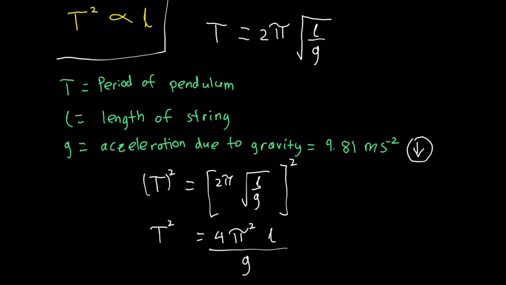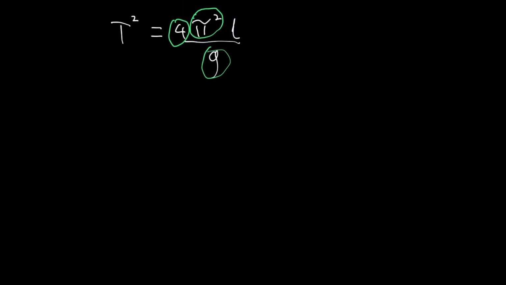Great. Now let's write this over again on a new page. So T squared is equal to 4 pi squared L over g. Now in this equation we have some variables and constants. So what are our constants? Well, it's 4 pi squared and g. Our variables are T squared and L. What does this mean? Well, it means that these can change during our experiment.